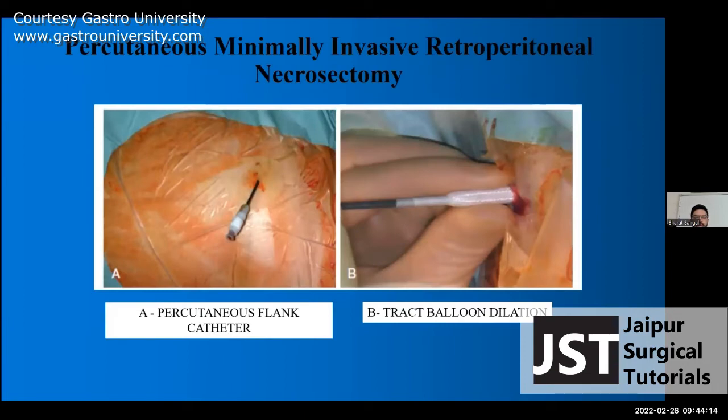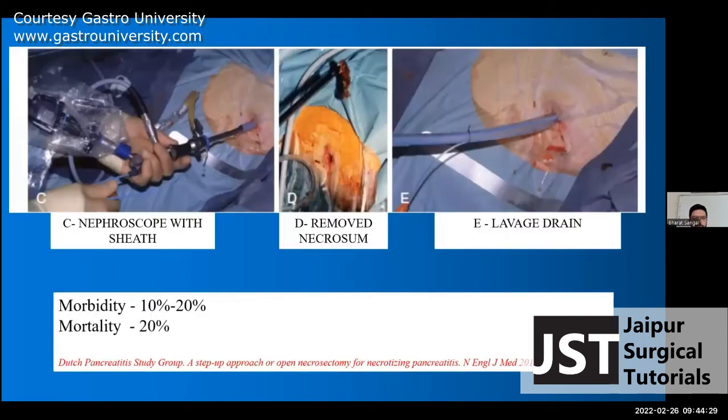So for the percutaneous option, there are 2 ways in which we can do this procedure. One is the percutaneous minimally invasive retroperitoneal necrosectomy, in which over a pre-placed percutaneous catheter a tract balloon is used to dilate the tract, and a nephroscope is inserted with the sheath, and the necrosum is removed with the graspers, and finally a lavage drain is put. This procedure showed a morbidity of 10 to 20% and mortality in up to 20% cases.